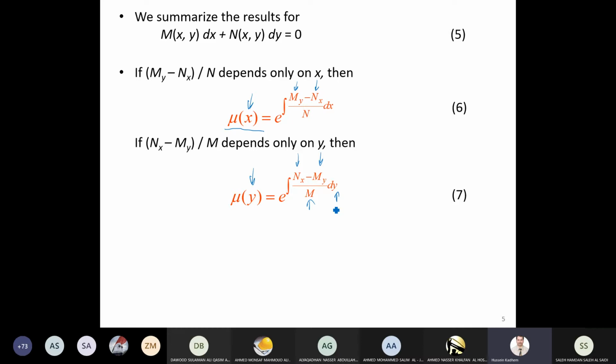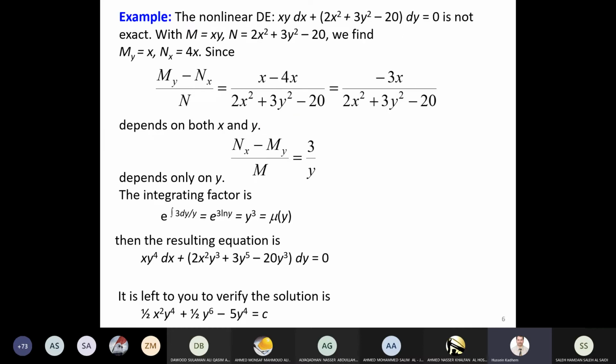Okay, let's apply this in an example. Have a look. Now he gave me this equation. He told me to differentiate. I will come to that. Okay, I will say this is M and this is N.